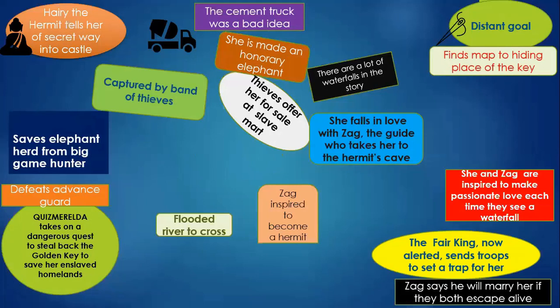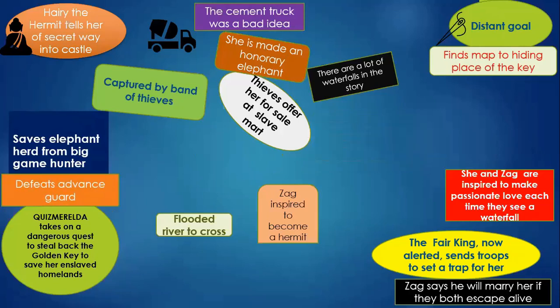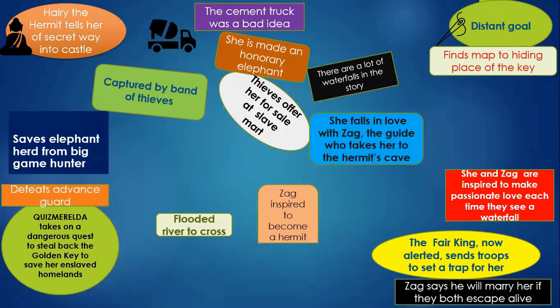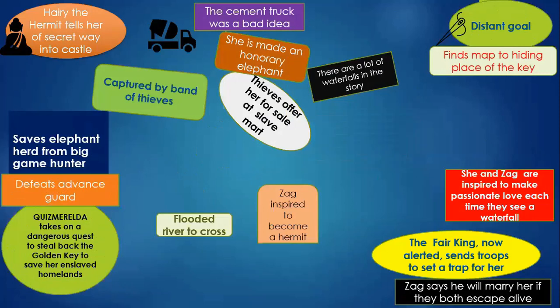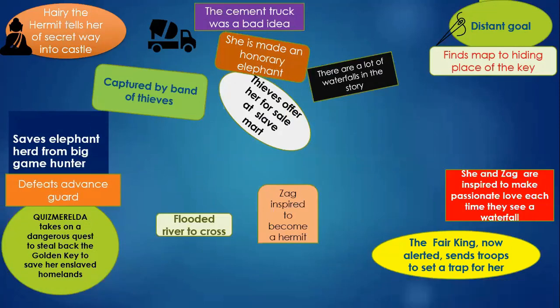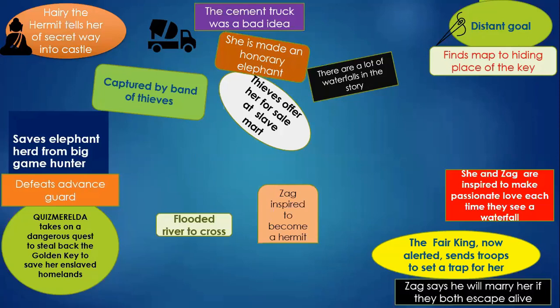Going back to the next subplot, and this is the romance subplot. There's got to be a romance. And this is where it is. Quizmerelda needs to find the hermit in the hermit's cave. It's a fantasy. There's got to be a hermit and there's got to be a cave. And the guide she chooses is Zag, and she falls in love with Zag. And Zag seems to be pretty smitten too, because he says he will marry her if they both escape alive.